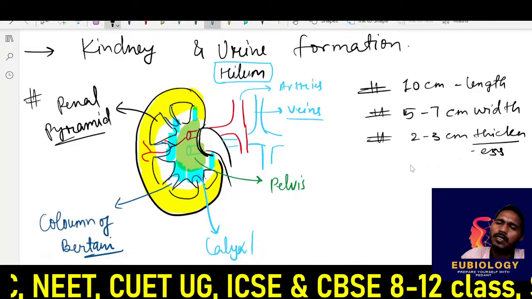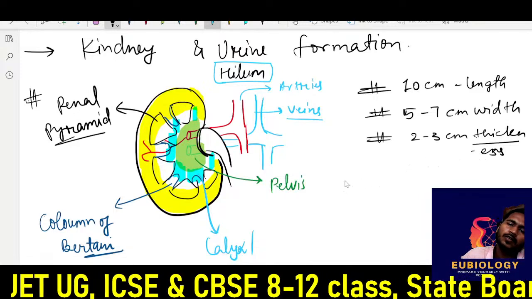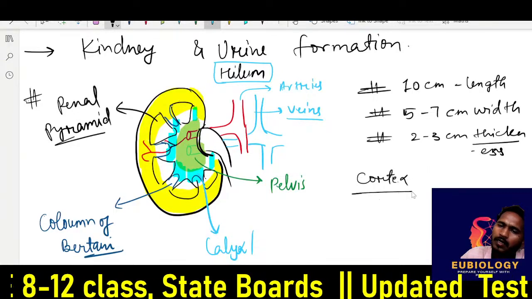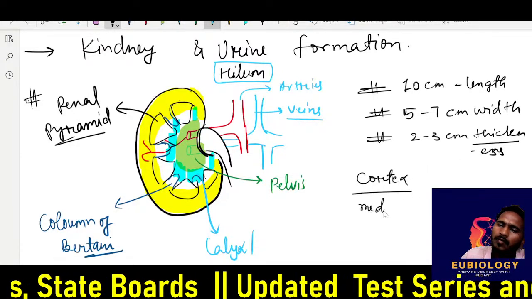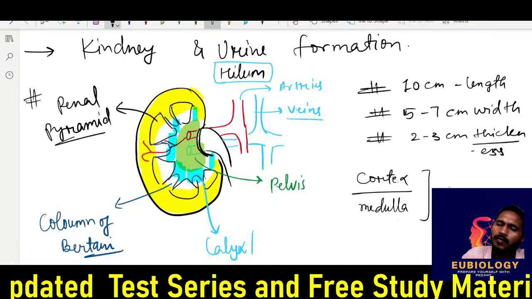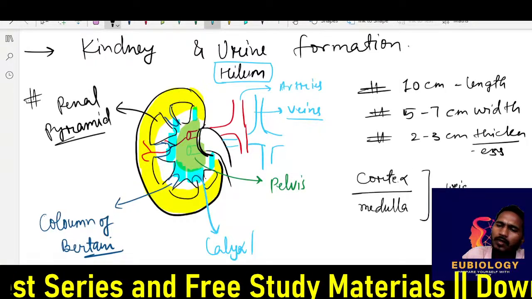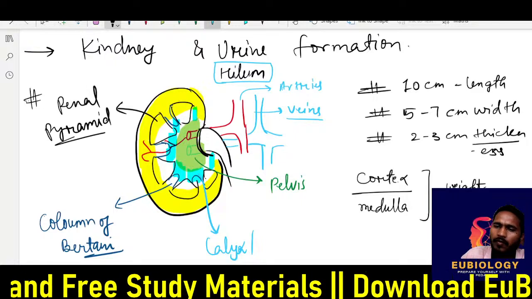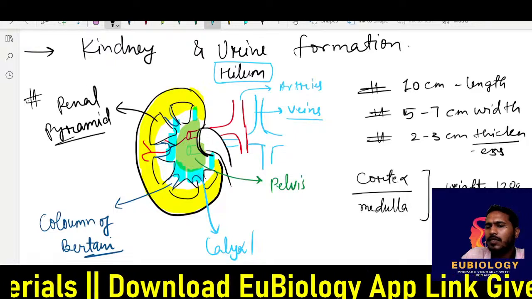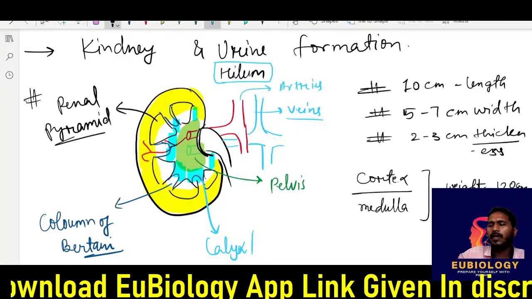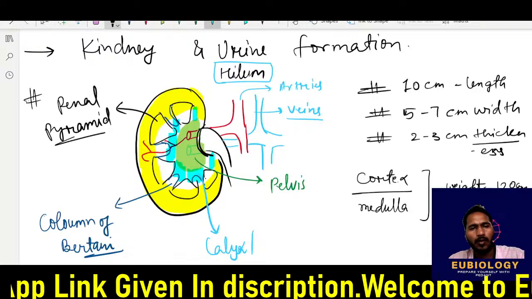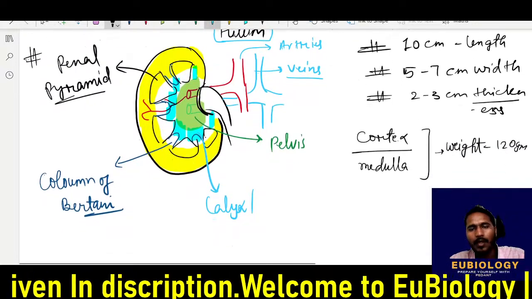2 to 3 centimeter thickness, and it is divided into two parts: the cortex and medulla. Its weight together will be around 120 grams to 150 grams. If you write, okay, that is the range. So you have to write the weight of this kidney.